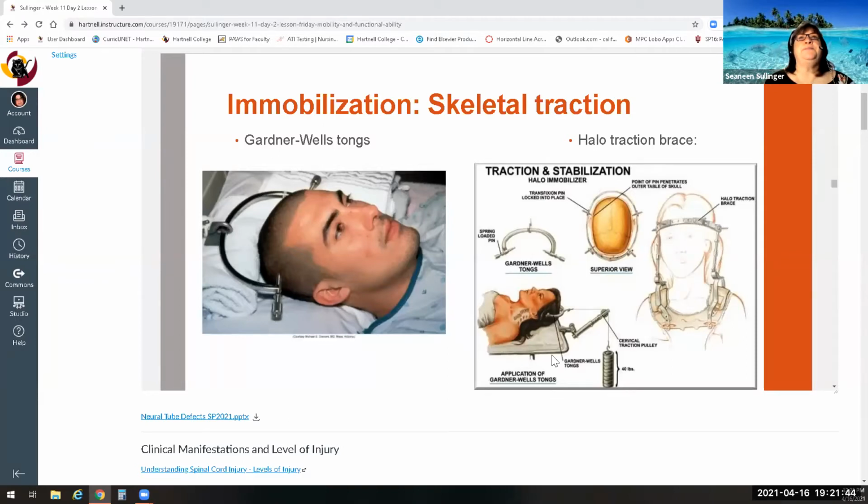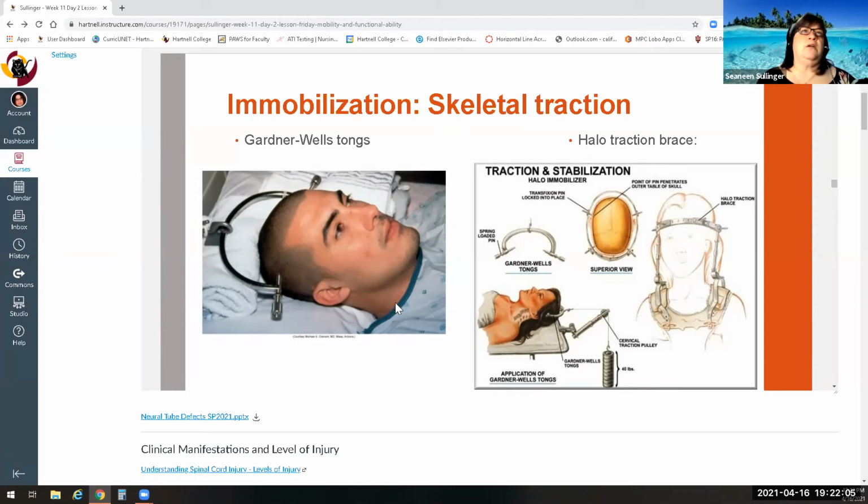so that they can align the spine again. And then there's a halo traction brace. So yes, those pins are going into the skull and it keeps the spine in alignment. So the person can't turn their neck. They've got to go like that, and it keeps it in alignment.